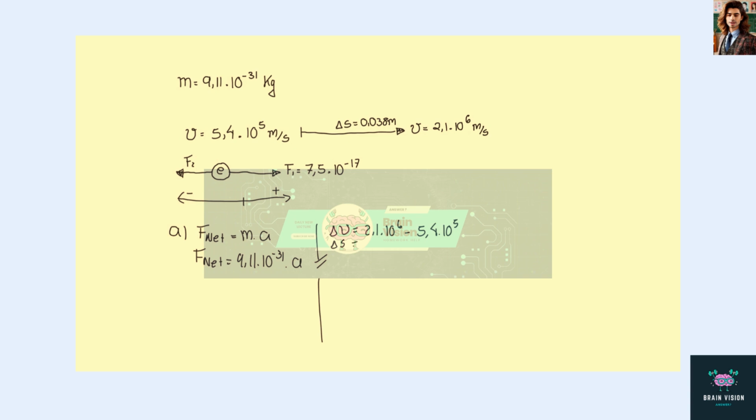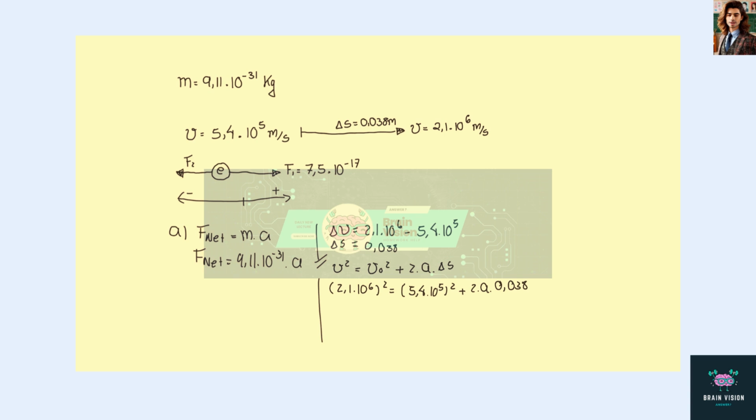How can we know what is the acceleration? We can use Torricelli's equation, which tells us that the final velocity squared is equal to the initial velocity squared plus 2 times the acceleration times the displacement. Then we have the following. The final velocity 2.1 times 10 to the 6th squared is equal to the initial velocity 5.4 times 10 to the 5th squared plus 2 times the acceleration times 0.038. Then we have to solve this equation for the acceleration.